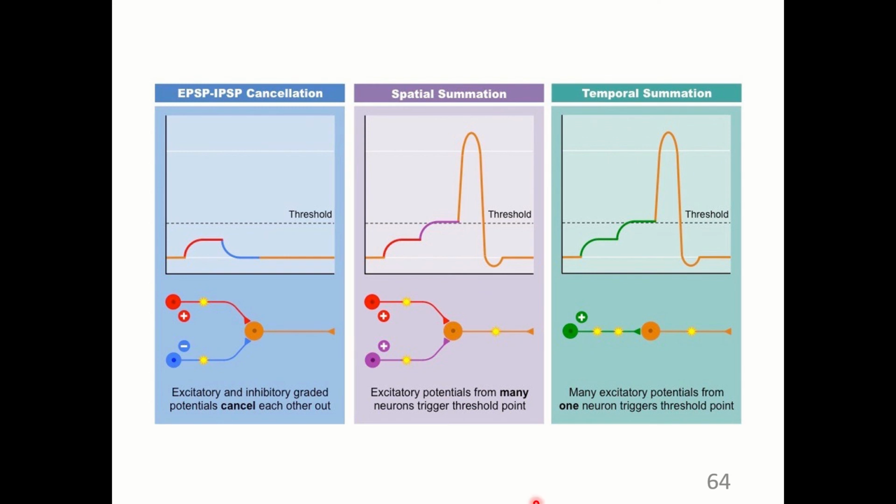Here's another illustration showing the cancellation. As we showed earlier, like in spatial summation particularly, we had an excitatory and an inhibitory signal cancel each other out. And then here in spatial summation, here's P1 and P2, and they're both sending excitatory stimuli, which take us to the threshold. And then in temporal summation, we have P1 shooting multiple signals, and this is an excitatory one, so we are coming towards threshold. So that's pretty easy to visualize.